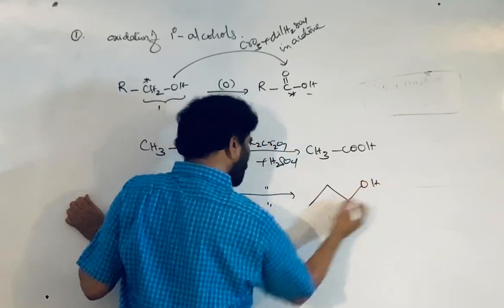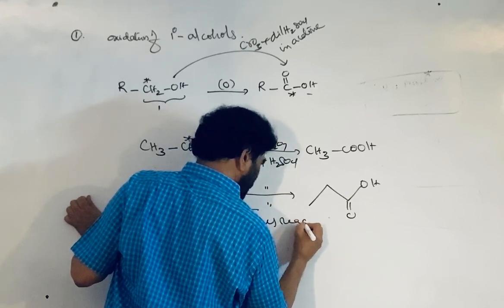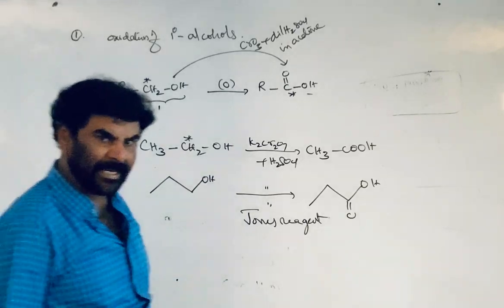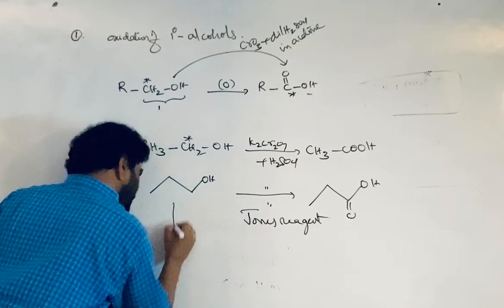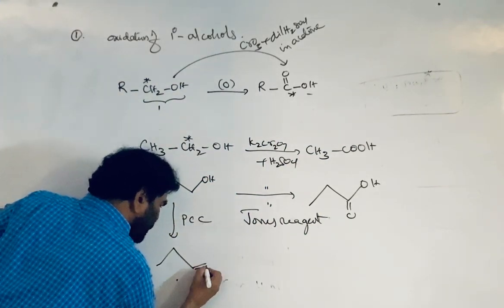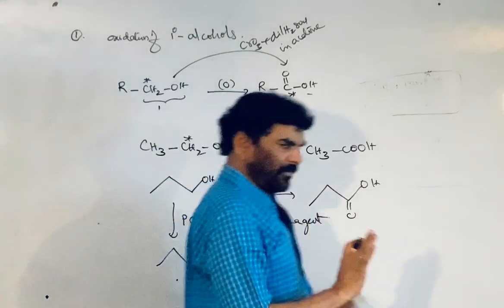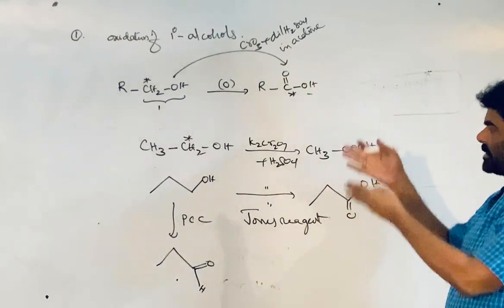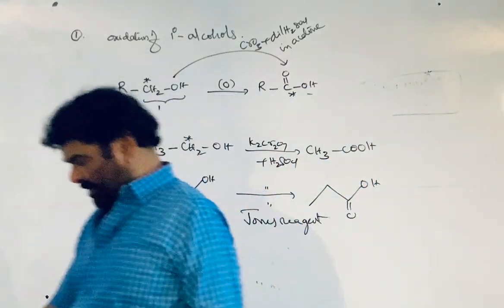You can use the Jones reagent also, but Collins reagent and pyridinium chlorochromate convert it only to the aldehyde. So let me write here, that is PCC, with a primary alcohol. It is a revision class, so I am not giving more details. This program is to recollect these reactions, right?